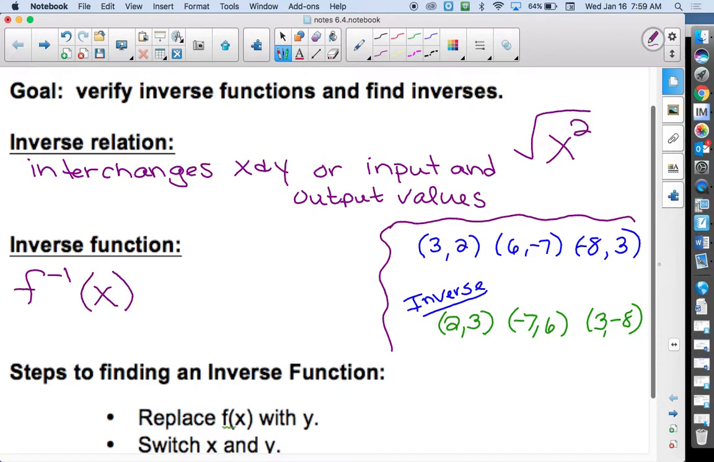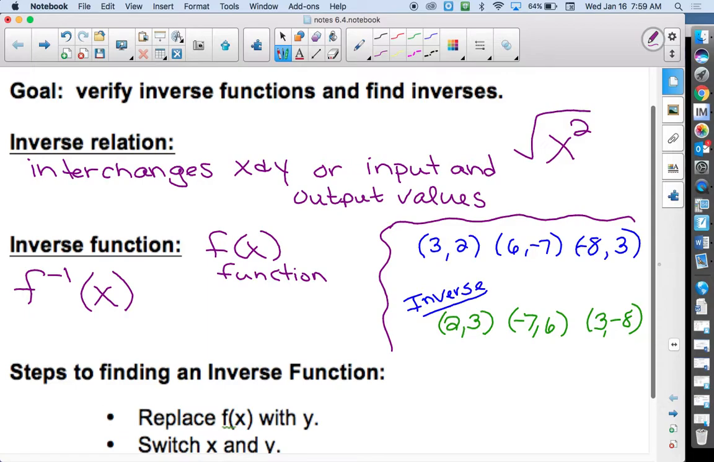And then we have that x inside. So a regular function is of the form f of x. So this is our function. We say it's a function because it passes the vertical line test. Each x has one y.